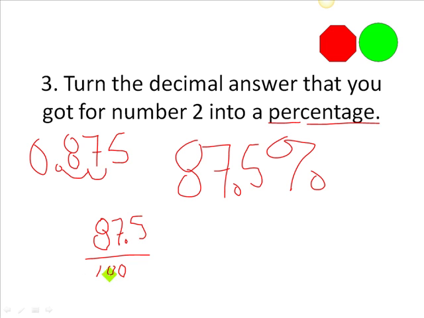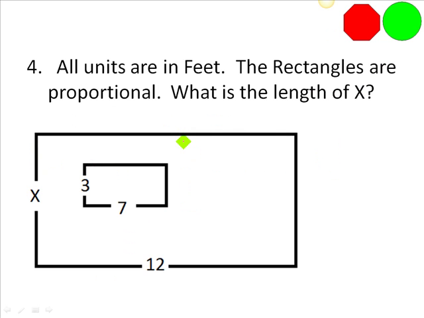And if we were to do the long division process on this, we would come up with this answer here. This is the percent if we're dealing with hundreds. So that's why it's called a per 100, 87.5%.